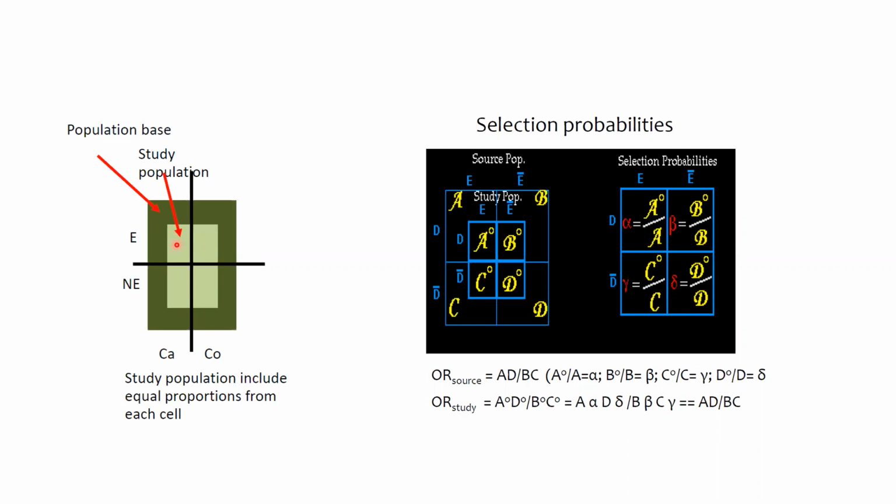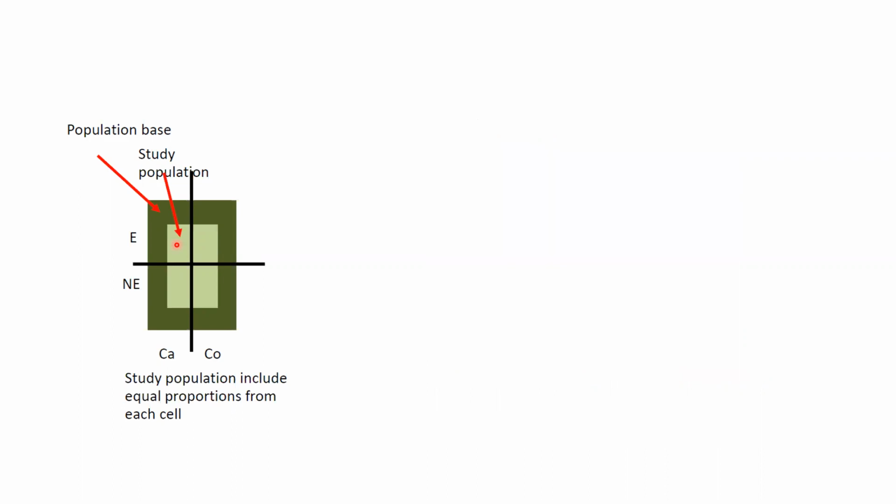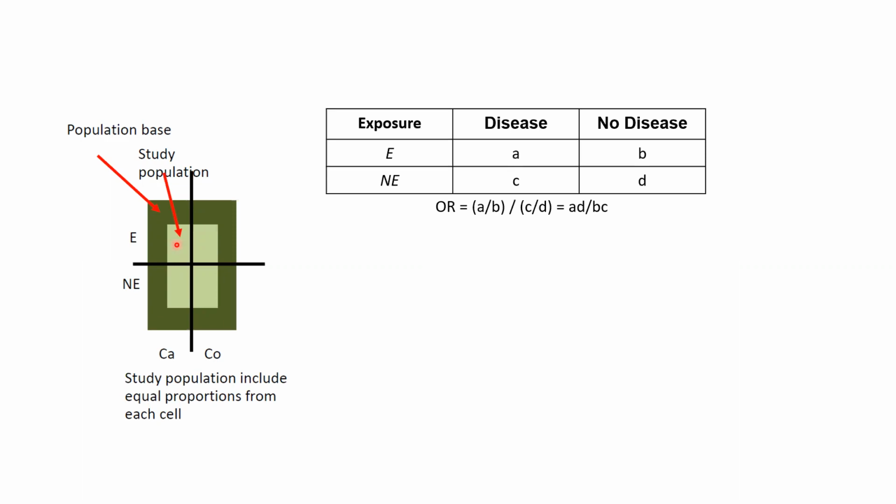I'm going to just continue. If we go back to this very famous dichotomous table that we usually use, we have exposed and non-exposed, and disease and non-disease, and we have A, B, C, D. My odds ratio, if you remember, is A over B over C over D, which mathematically is A times D over B times C.